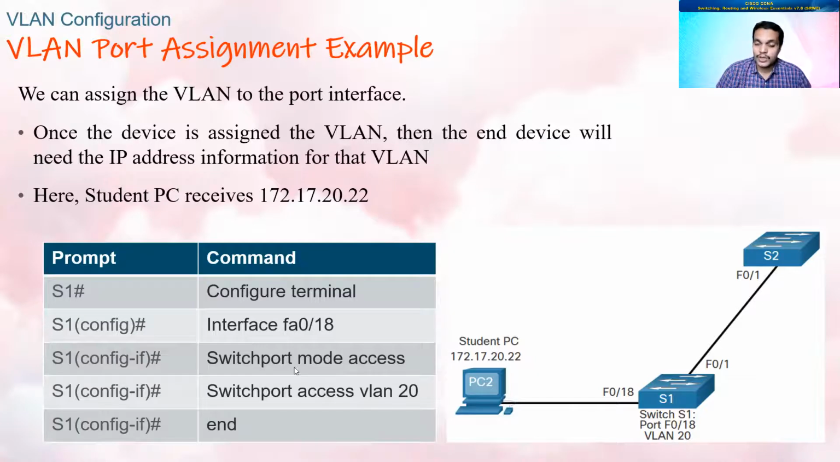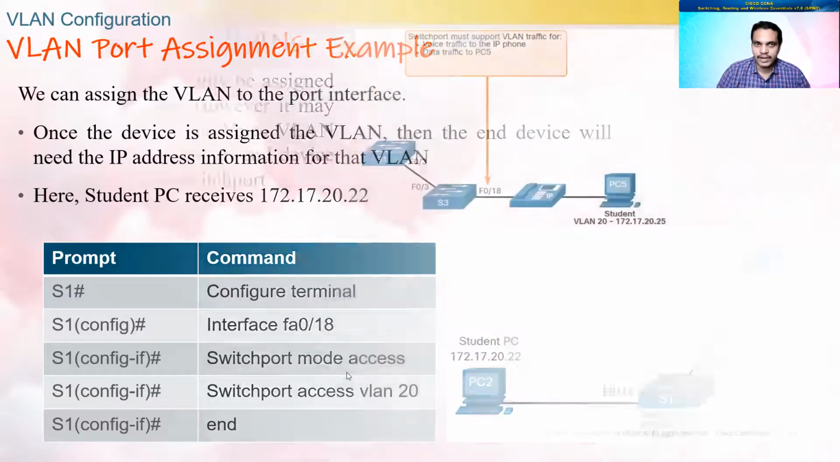Then I have to type in switchport mode access, and I'm setting the mode to access mode. After that, I'm saying switchport access vlan 20. So for this interface, now it will be able to access traffic from VLAN 20. So these are the commands that we need to do.